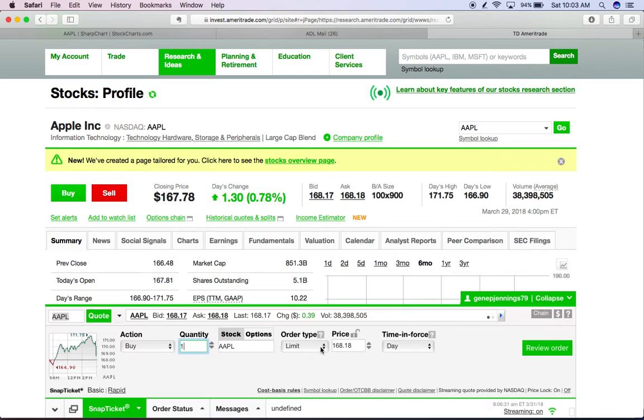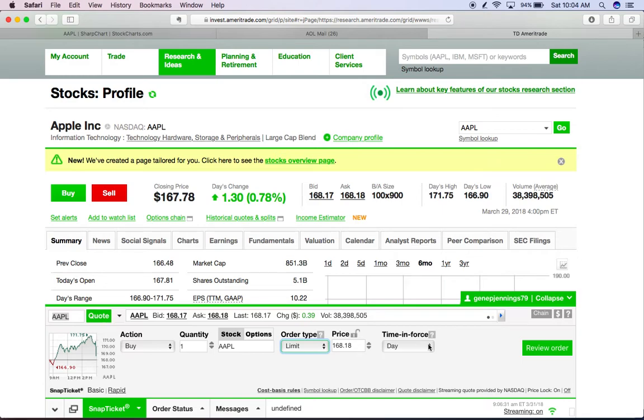Then you have order type, and you've got limit, market, stop limit, trailing stop percentage, trailing stop dollar. We're going to talk about all of these in this video. In this case, it pops up limit as the default, and notice that the price that comes up automatically is the ask price, $168.18.